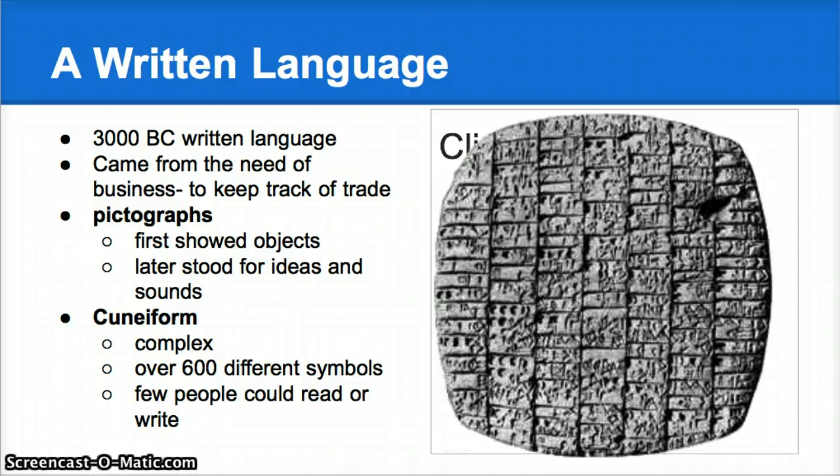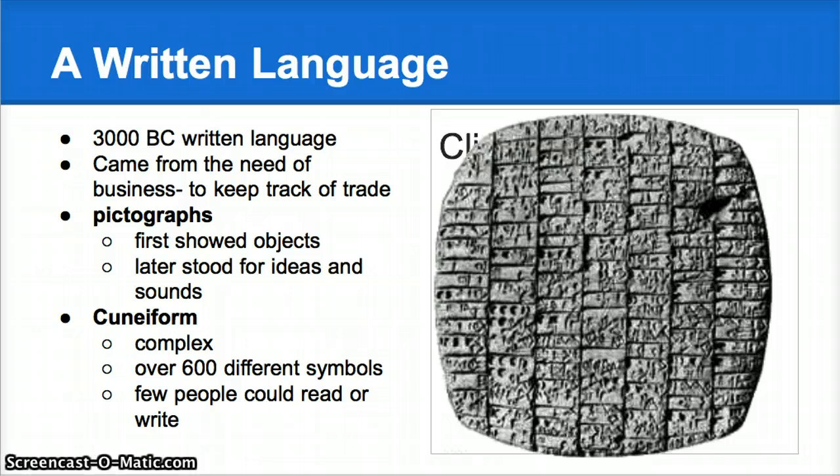First, they would show objects, and then later these stood for ideas and sounds, kind of like our alphabet, if you think A stands for the sound A. Cuneiform. First, pictographs showed actual objects, but later stood for ideas. Eventually, they stood for sounds, like I said, combining sounds to write words. They would use a sharp reed or a stylus to make wedge-shaped markings in clay.